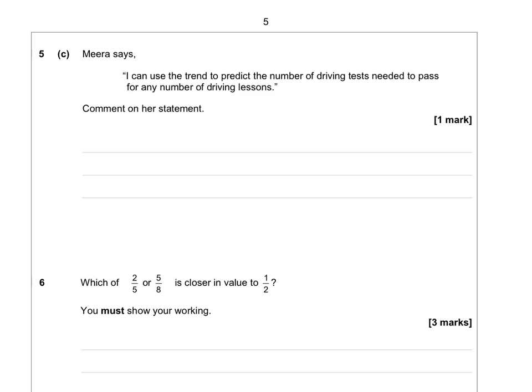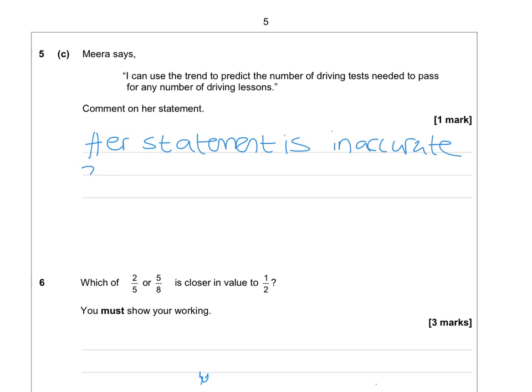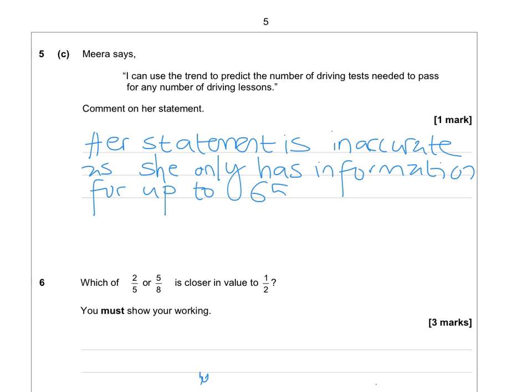5 part C. Mira says, I can use the trend to predict the number of driving tests needed to pass for any number of driving lessons. Comment on her statement. Her statement is inaccurate, as she only has information for up to 65 tests. Beyond this, we don't know if the same linear relationship will hold, and we are doing a process known as extrapolation, where we're making a prediction for a value which is outside of the range on which we have information, and this may not be valid.